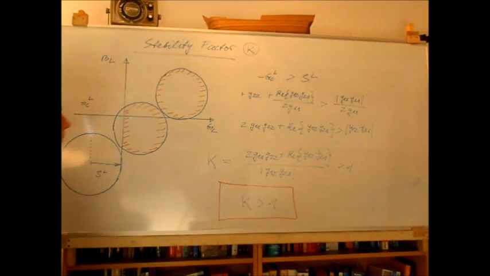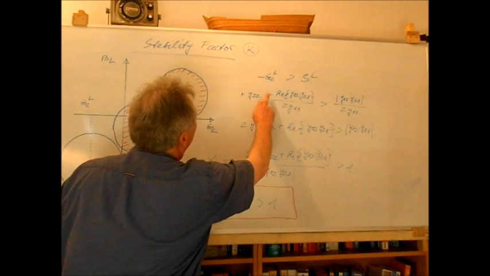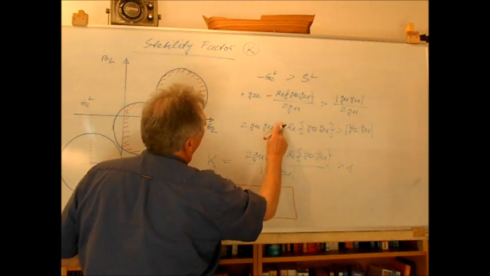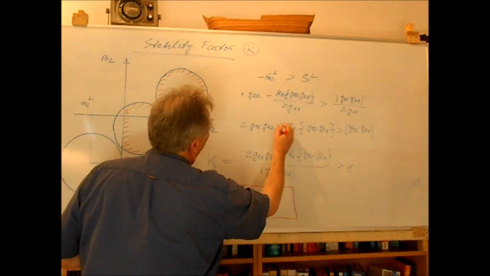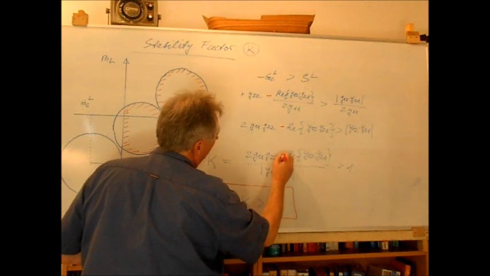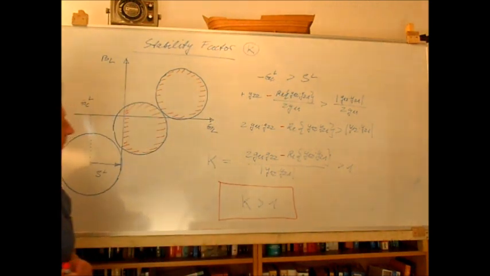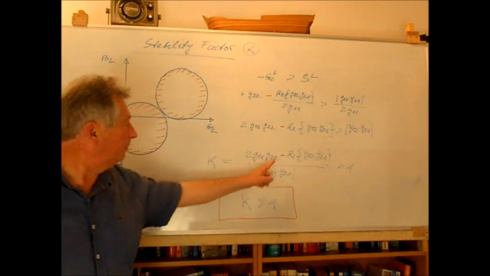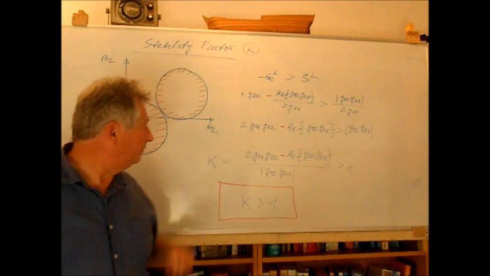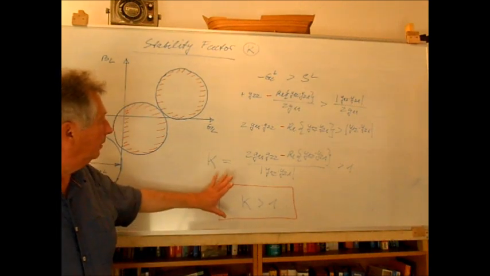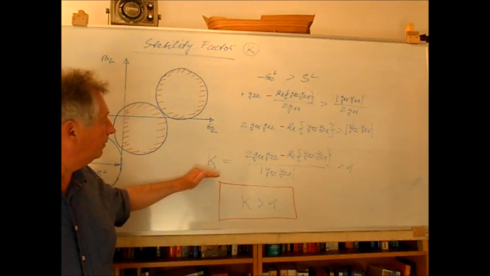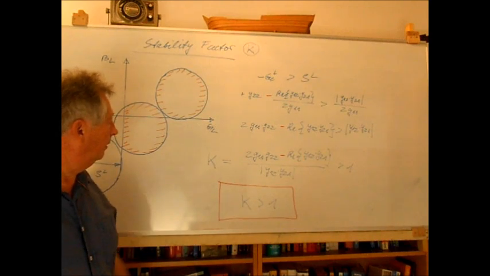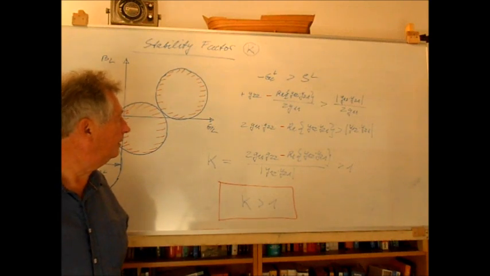Unfortunately, during the derivation I made a small mistake. Here we must have a negative sign, and here also, and also here we must have a negative sign. That means the K parameter is now defined by this equation with a negative sign here. But as I already said, as soon as K is greater than 1, our transistor is stable.